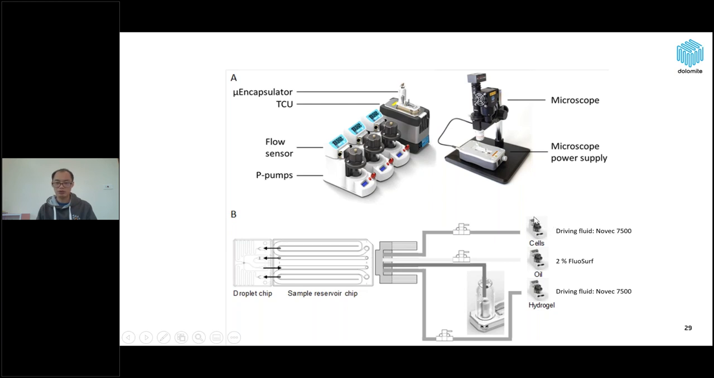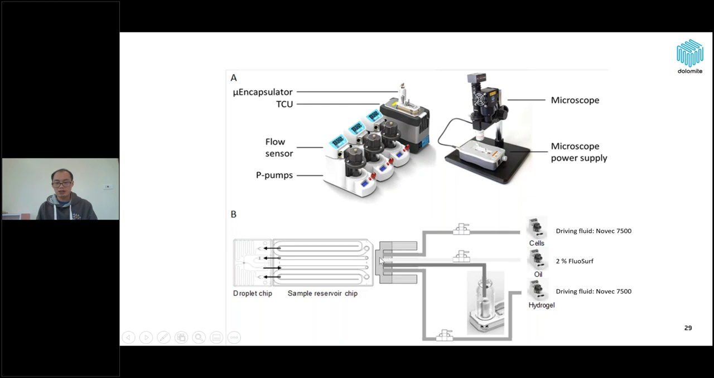This pump will use Novec 7500 as the driving fluid. And the third pump will be pumping the hydrogel. The hydrogel can fit in a larger reservoir chip here, with a volume of 100 microliters or less. This pump can also use Novec 7500 oil as the driving fluid.